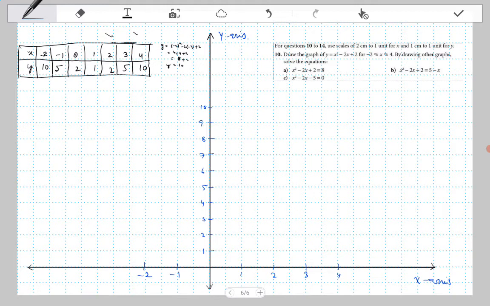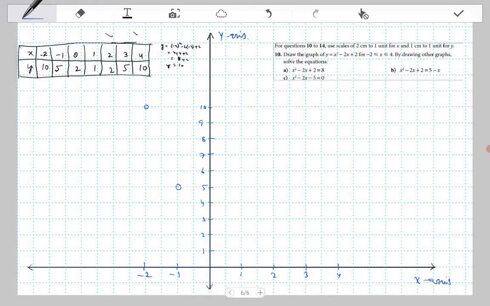So we can plot the points. -2, 10. -2, 10 comes here. So fine dot with a small circle. The other one is at -1, 5. -1, 5 is here.